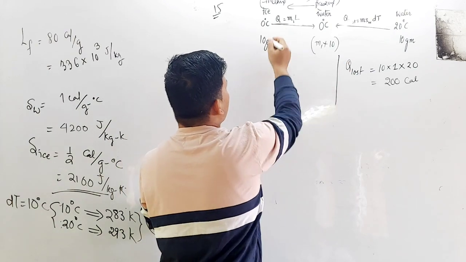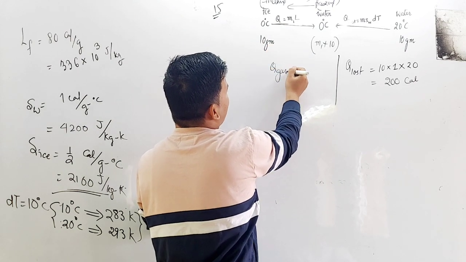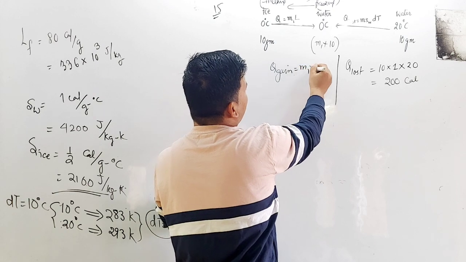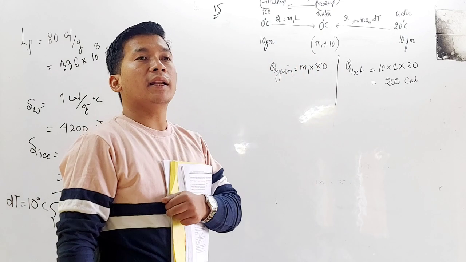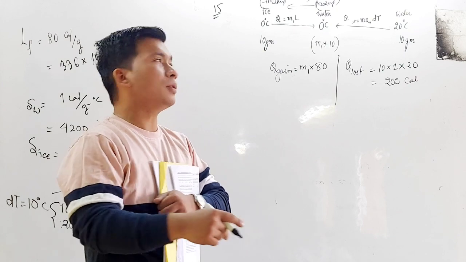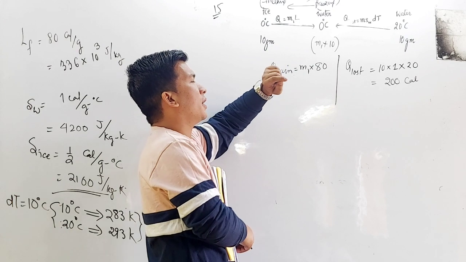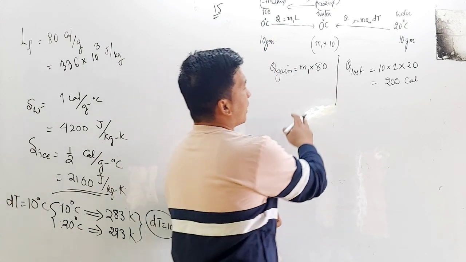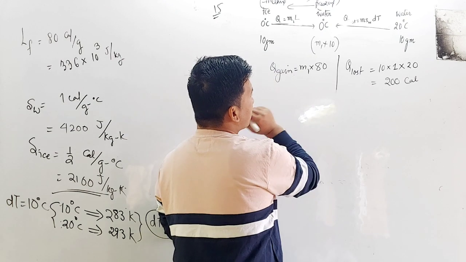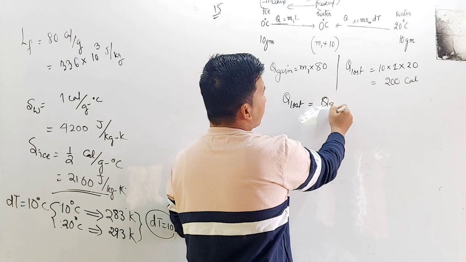Now, the heat gain during melting will be m1 into L, where L is 80 cal/g, the latent heat of fusion. Whenever there is a change of state, the energy has the expression m into L. According to the principle of calorimetry, Q loss will be equal to Q gain.